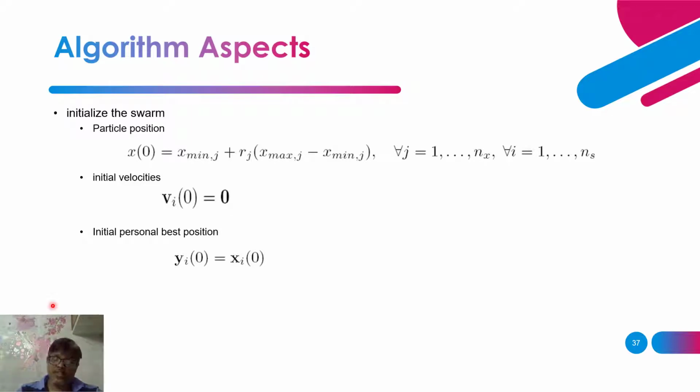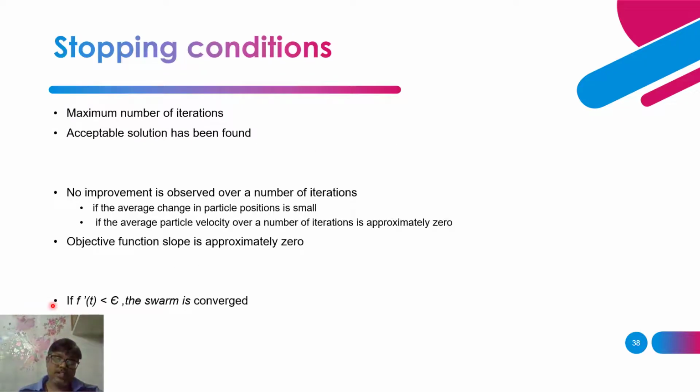Then we need to find the maximum number of iterations, and an acceptable solution has been found, that is f(xi) should be less than or equal to the modulus of f(x*) minus epsilon. Or no improvement is observed over a number of iterations, which may be because the average change in a particle position is very small.